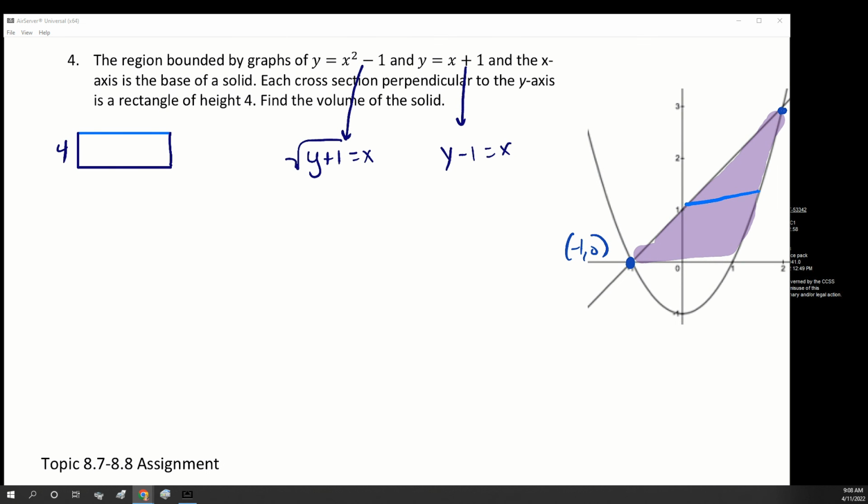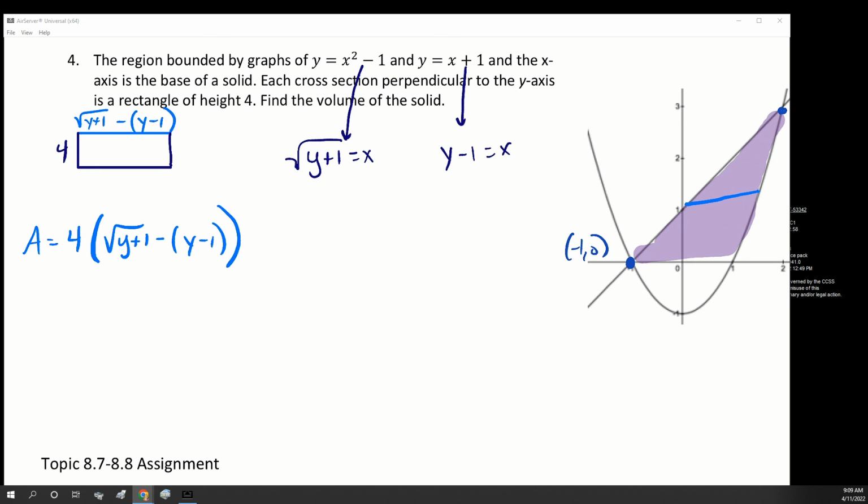So what's my base going to be? Left minus right or right minus left? Right minus left. So right is the square root of y plus 1. Left is the line. So area is base times height. So 4 times the square root of y plus 1 minus y minus 1.